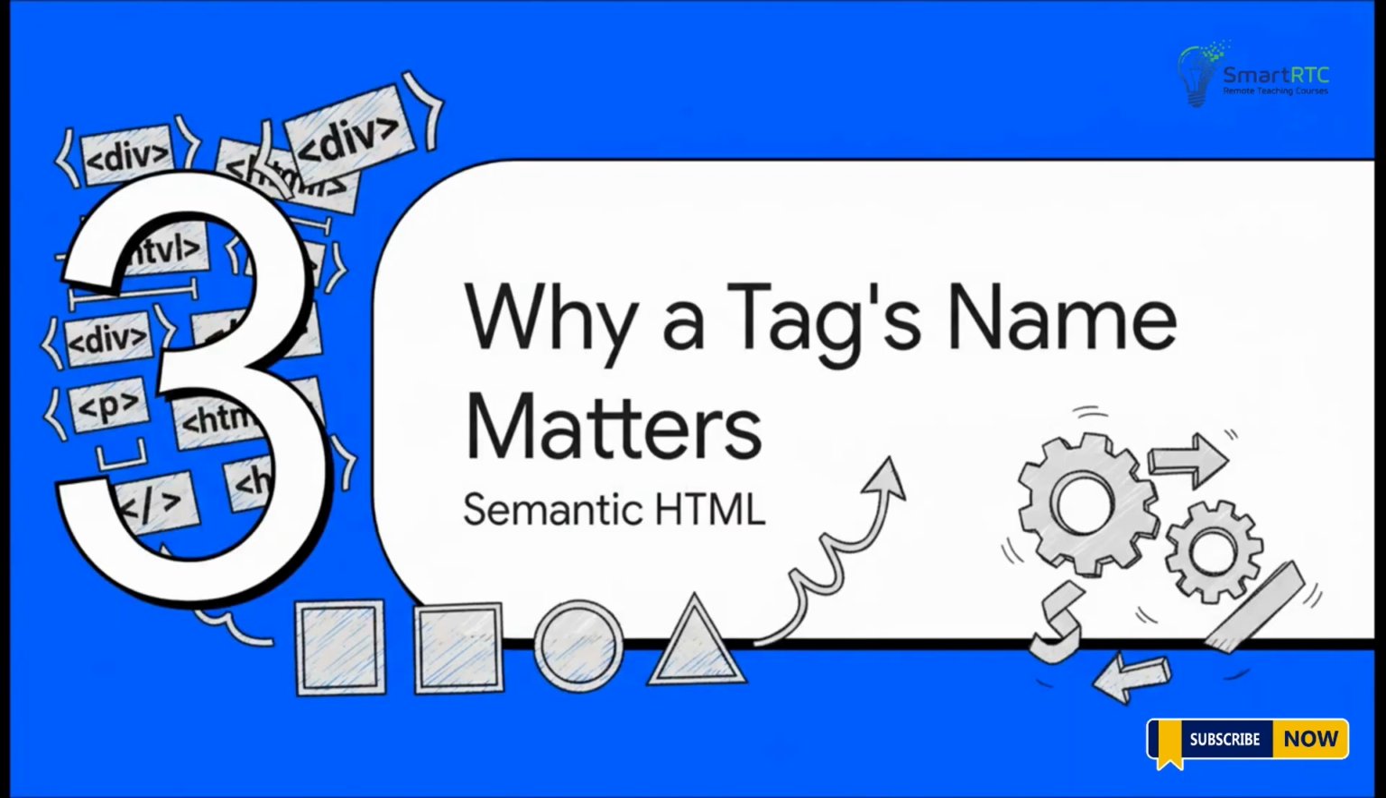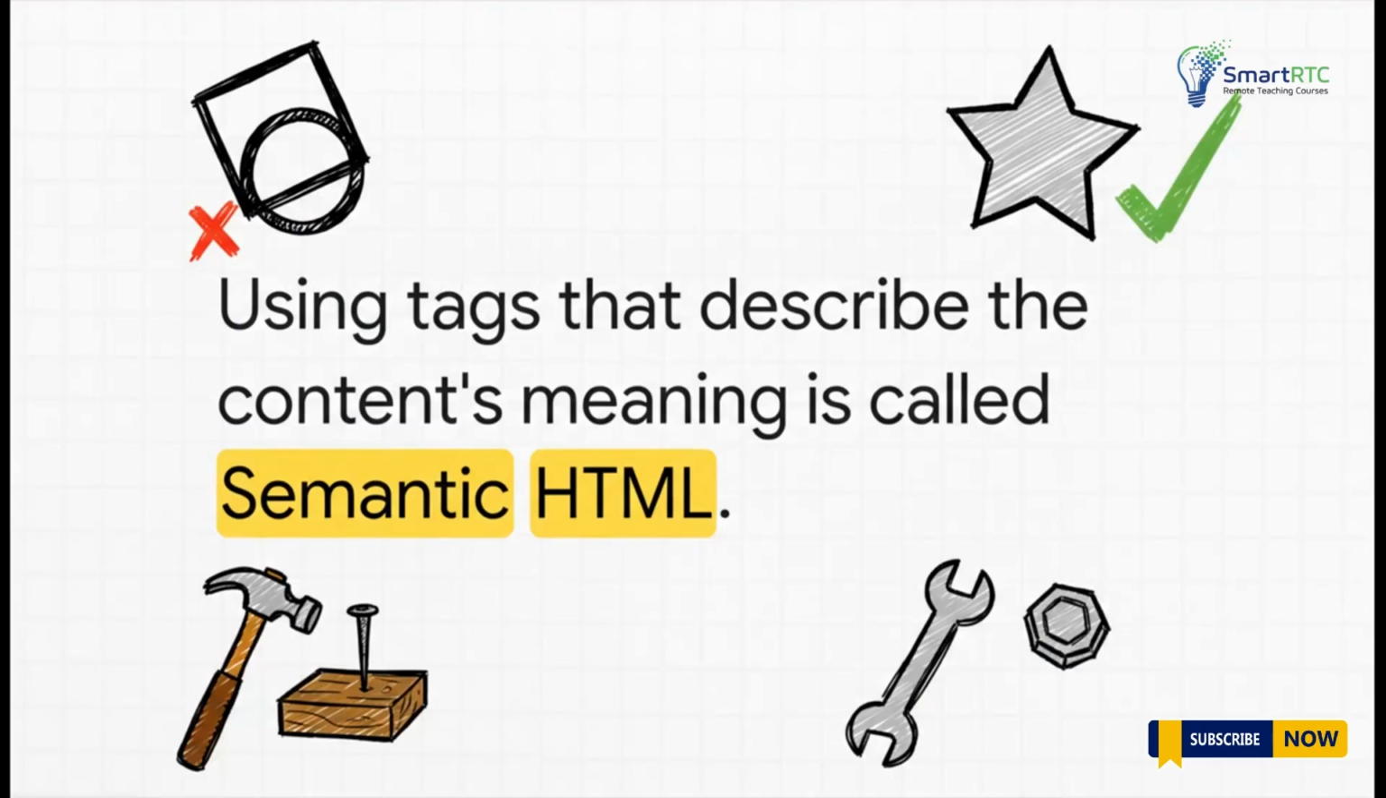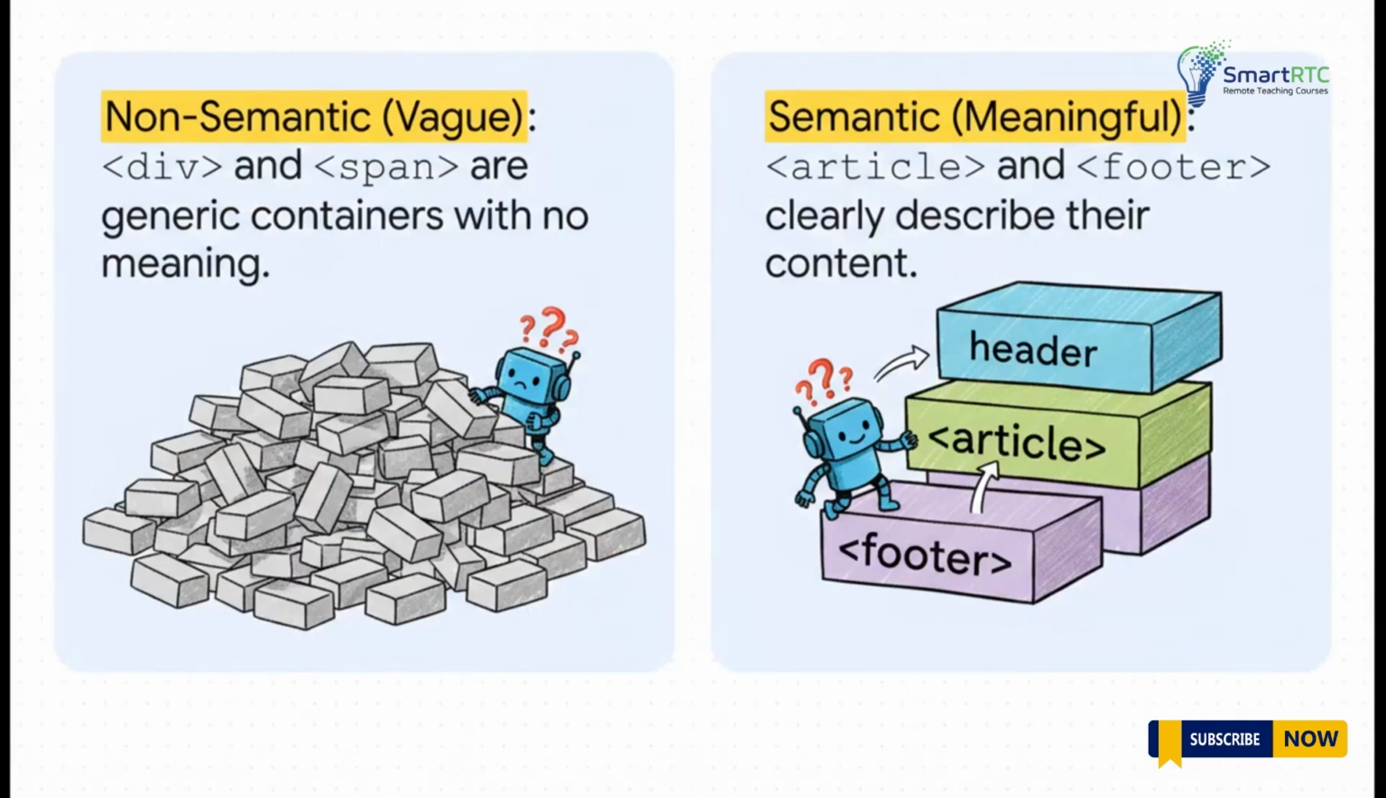Okay, next section. Why a tag's name matters. So we have all these tags, but does it actually matter which ones we use? Oh yeah, it matters a lot. This whole idea is called Semantic HTML. And really, it's just about choosing the right tool for the right job. You want to use tags that actually describe the content they're holding, and the benefits are huge. For instance, you could build a whole website using nothing but generic div tags. But that's like building a house with identical, unlabeled gray bricks. It's so much better to use specific tags like header, article, or footer. That way, the browser and other developers know exactly what each part is for.